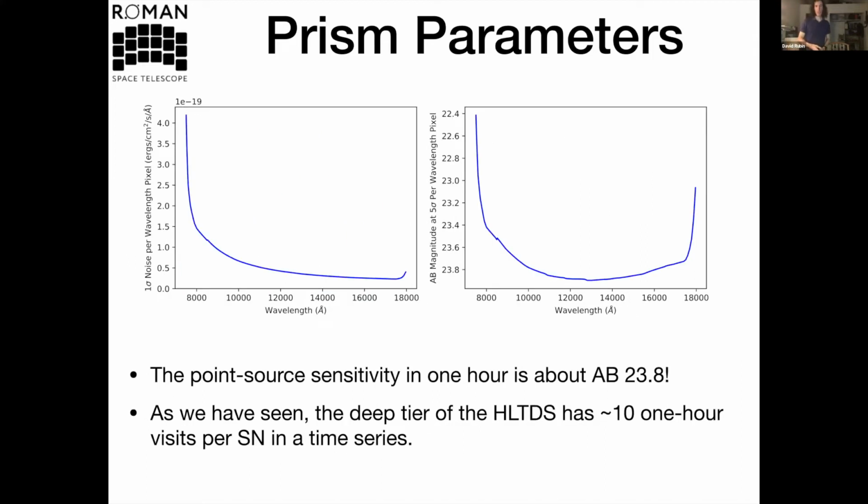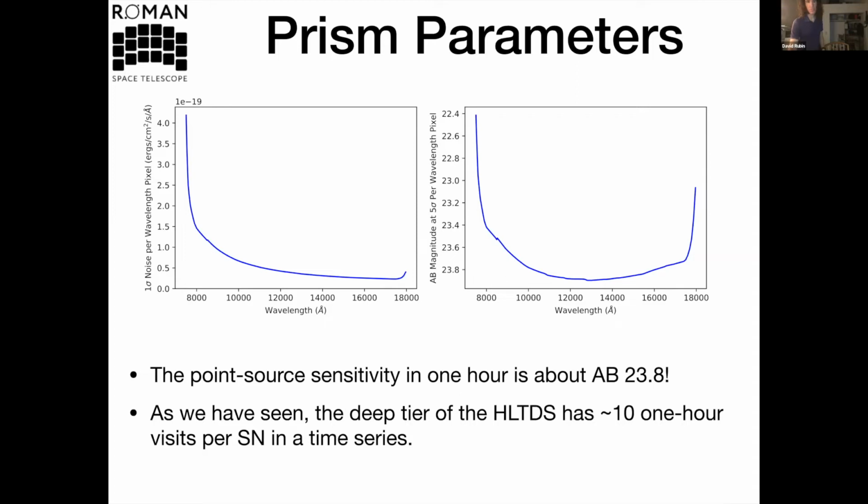Here's what the sensitivity looks like. So you're getting about 23.8 AB in 1 hour. That's not really what you want for distant supernovae, which are more like AB 25, 26. But what I'll show is that you can actually stack up, or even better, fully analyze the time series data that you get out of the Prism and get something useful. Let's take a look at that.